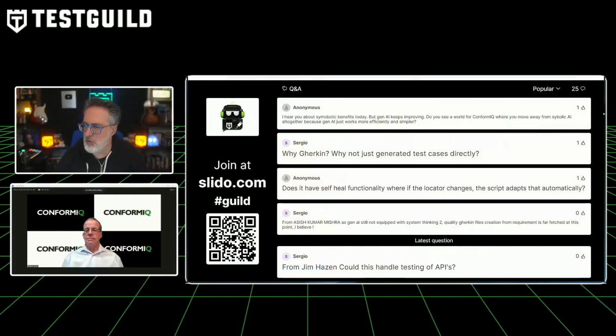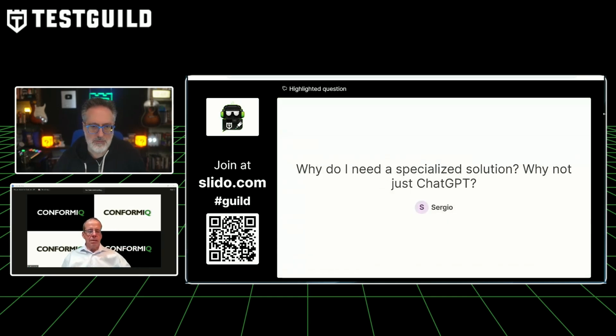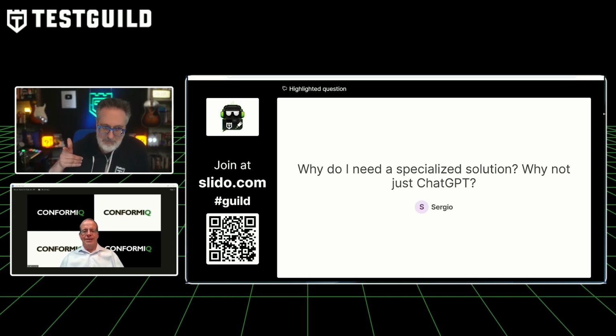One question, I think you just answered it before: why do I need a specialized solution? Why not just use ChatGPT? Well, if you use ChatGPT, your data is available to the world. True. Yeah, and you can use the business version of that. But the value of a custom LLM that's targeted for testing makes that learning process and the results much more effective than if you use just ChatGPT. Nice.